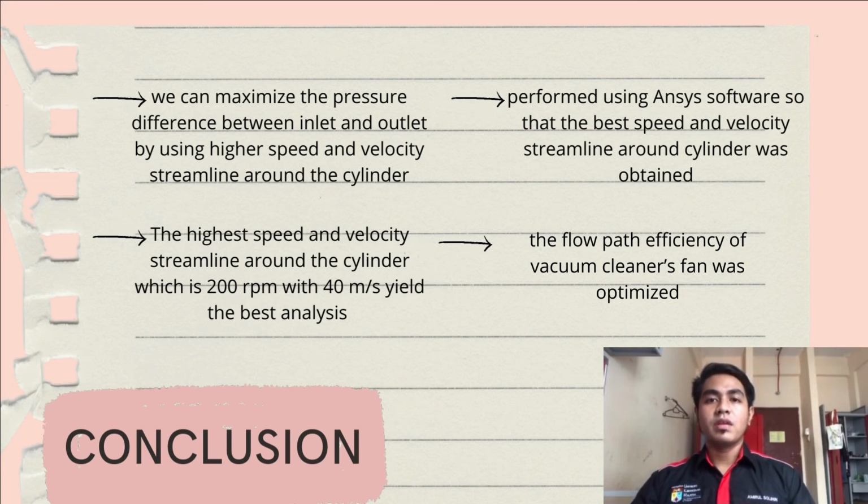The highest speed and velocity streamline around the cylinder, which is 200 RPM with 40 meters per second, is the best analysis result as compared to 100 RPM with 20 meters per second and 150 RPM with 30 meters per second. This shows that we can maximize the pressure difference between inlet and outlet by using a higher speed and velocity streamline around the cylinder. To prove this, the result was shown in the result section.